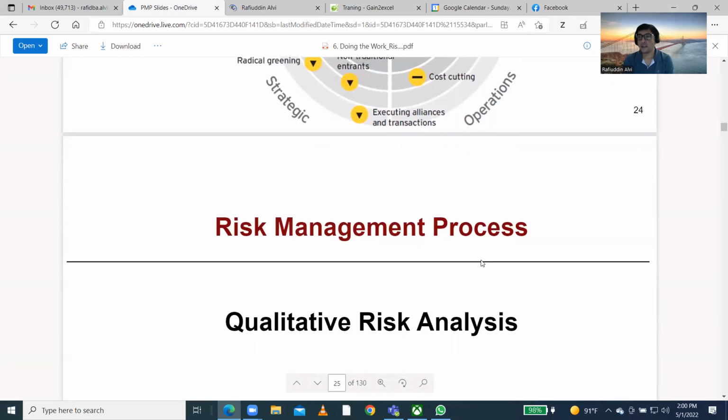So that was about planning and identification of risk. Next is qualitative risk analysis. Basically, this will cover things related to the probability and the impact of that risk.